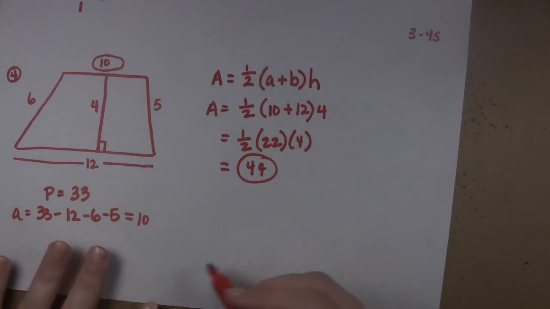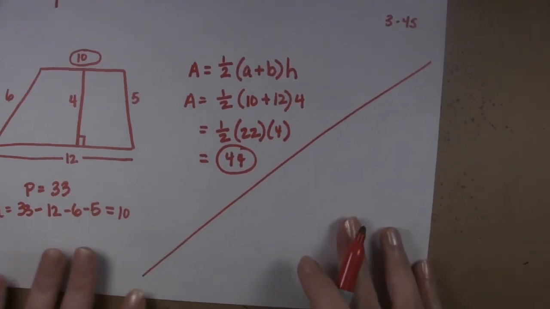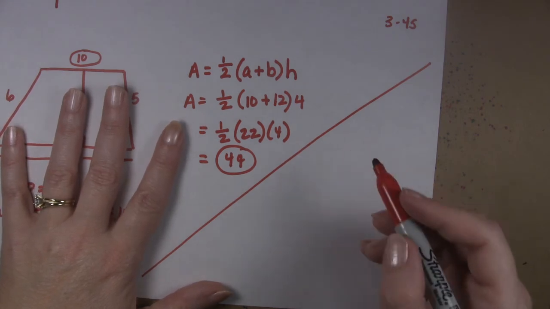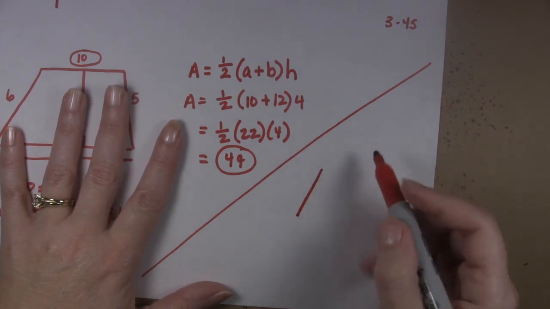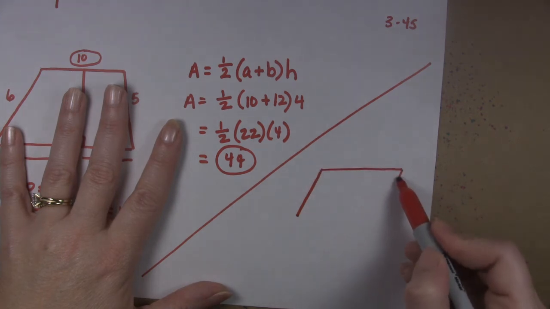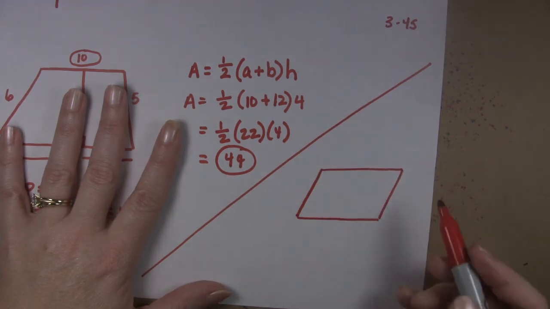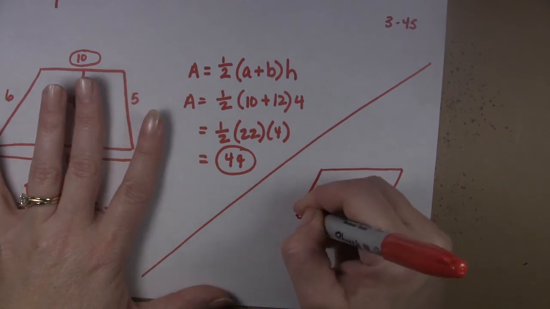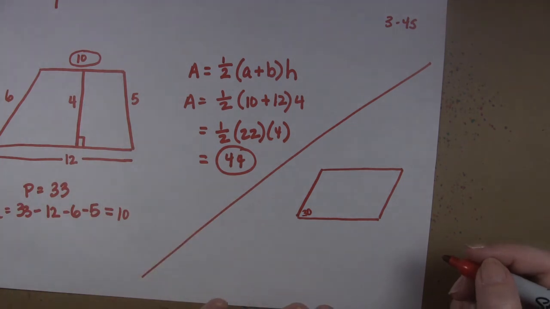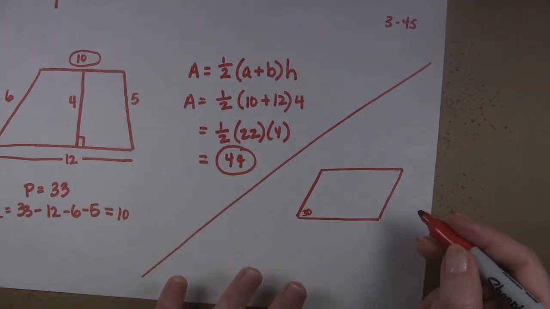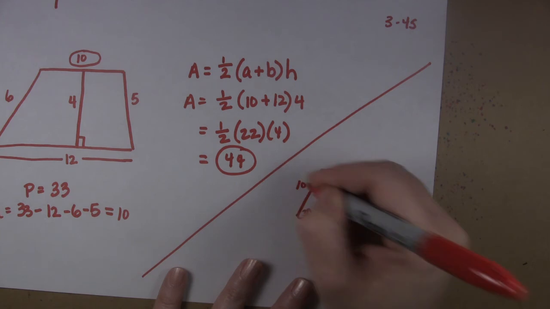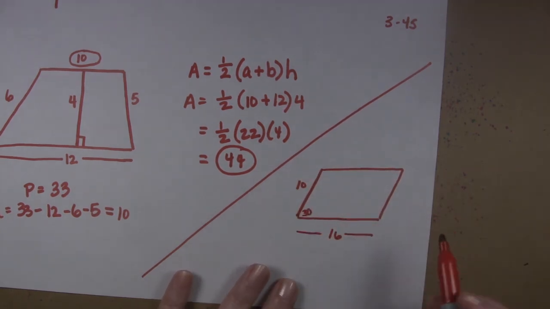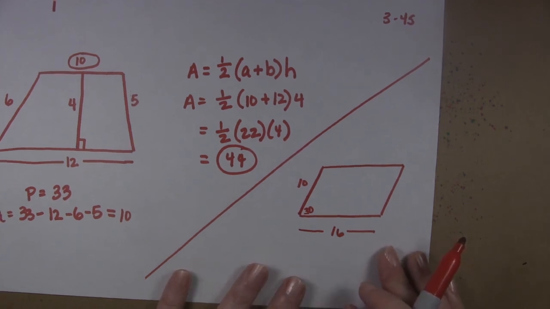Okay, number 5, I'm going to see if I can draw it right down here so I don't have to use up a whole other sheet of paper. Number 5 says that we have a parallelogram. So I'm going to draw a parallelogram. And we know that one angle is 30 degrees. And we know that the sides of this measure 10 and 16. Okay, so 16 goes all the way across here. And they want to know what the area is.